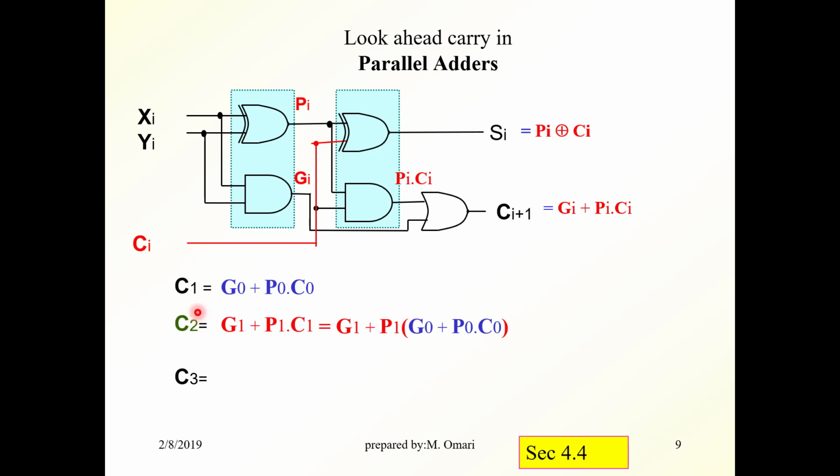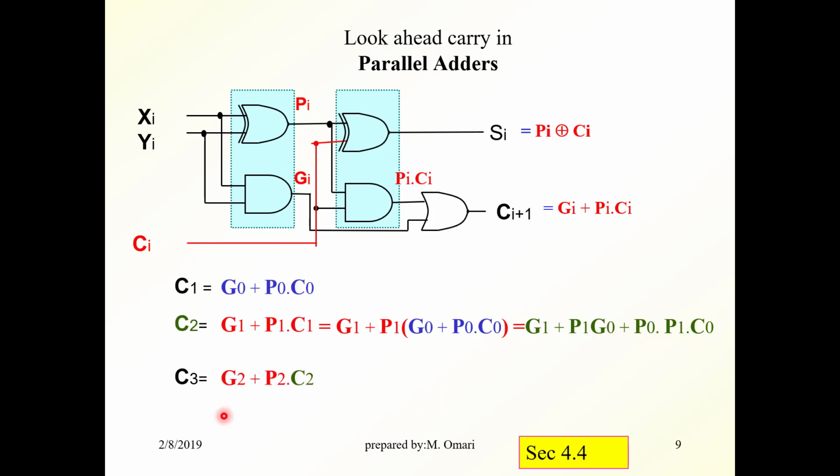Now we know C2. It's available before. We do not have to wait for the output C1 to come in order to find out what C2 is, because C2 is given in terms of X and Y and C0 in this equation here. And this is it: G1 ORed with P1 G0 ORed with P0 P1 C0.